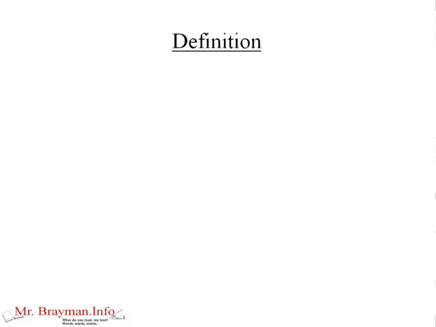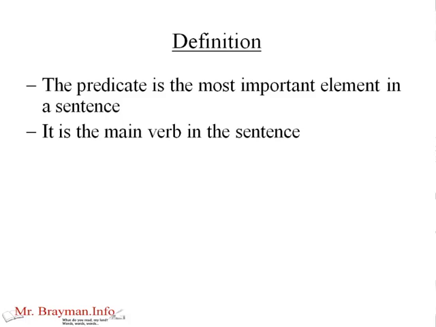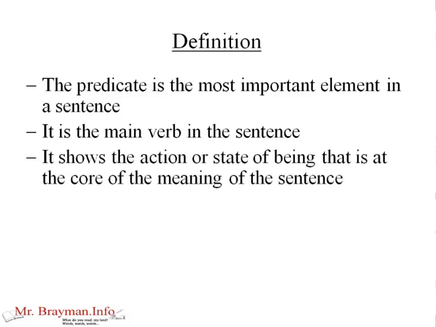All right, so let's look at the definition of predicates. So the predicate is the most important element in a sentence. I realize that's a claim. It's my opinion, right? And it is the main verb in the sentence. And it shows the action or state of being that is at the core of the meaning of the sentence. You want to pay attention to this right here, state of being.